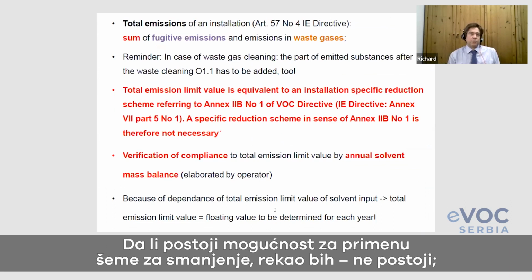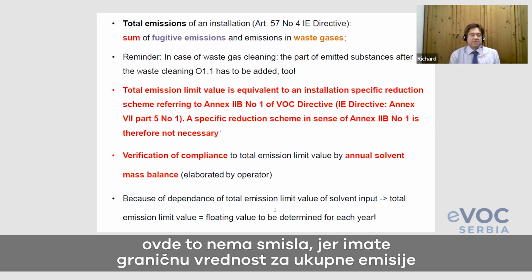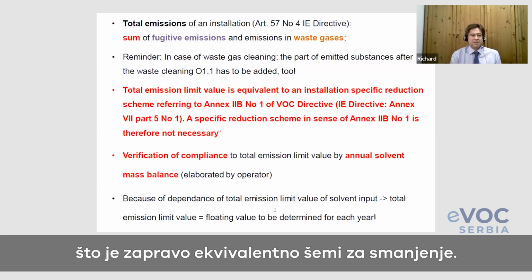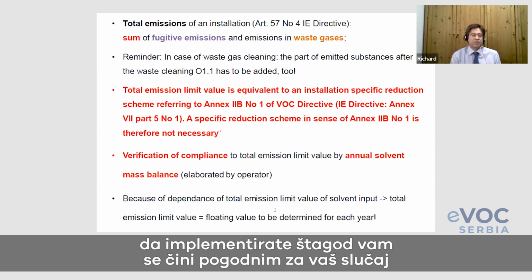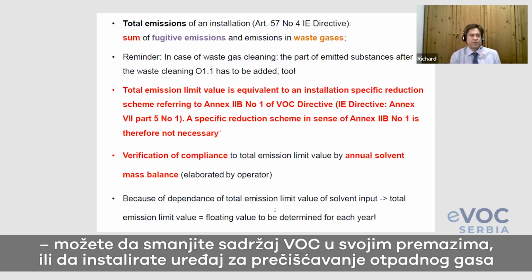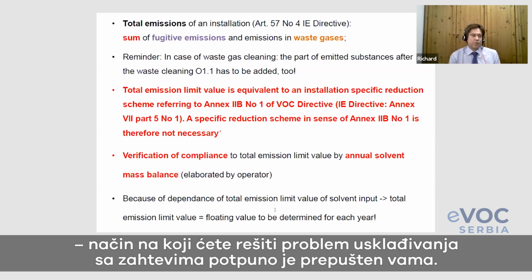There is a possibility to use a reduction scheme. I want to say it's not useful here. The reduction scheme makes no sense, because you have a total emission limit value that is something like equivalent to a reduction scheme, because that total limit value gives you all possibilities, whatever is useful for you, that you can implement. You can start to reduce the VOC content in your paints, or you can install a waste gas abatement, whatever it is. The way you solve the compliance problem is up to you.